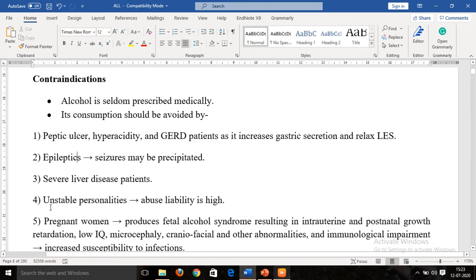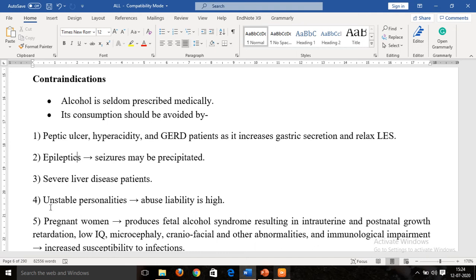The next contraindication is unstable personalities. Those who are mentally unstable or who are suffering from some kind of psychological condition, or psychosis. They are not aware of the deleterious effects of alcohol. They do not even know how much alcohol to consume. So there are more chances that such people may become dependent on alcohol. They may derive the euphoria and start becoming dependent on alcohol.